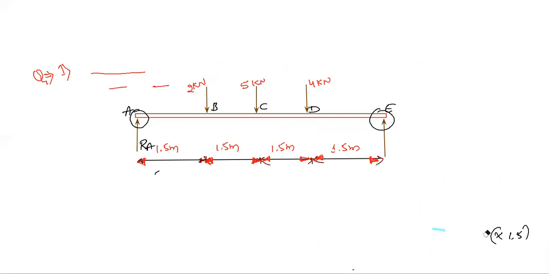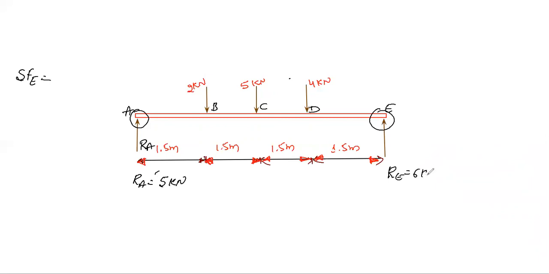Zero. How come it is 0? See, we'll calculate the shear force which is acting at a point E, means at this point. Here one thing you need to write, reaction at A. What is the reaction force at A? It is 5 kilonewton, right? So the reaction force at E is equal to 6 kilonewton. Okay, then now the shear force which is acting at a point E.